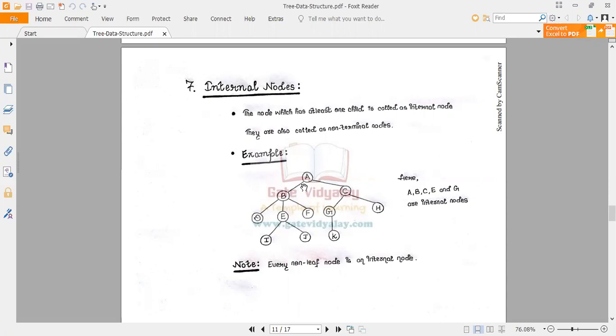So A has 2 children. That is why we say it is at the upper level of a tree, so it will be considered an internal node. Then we have B and C because they have children. Again E has a child and G has a child. So they are considered internal nodes.